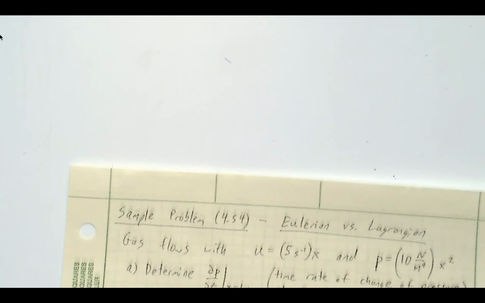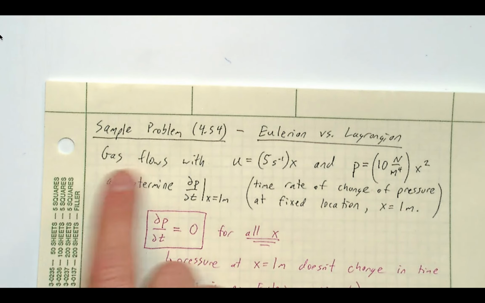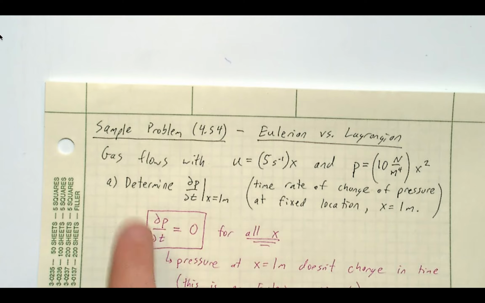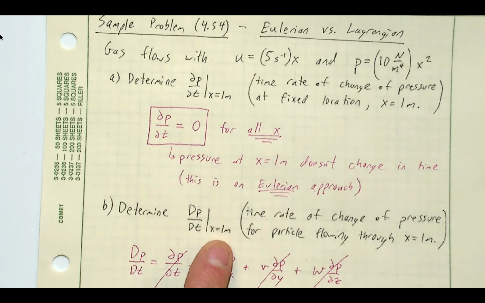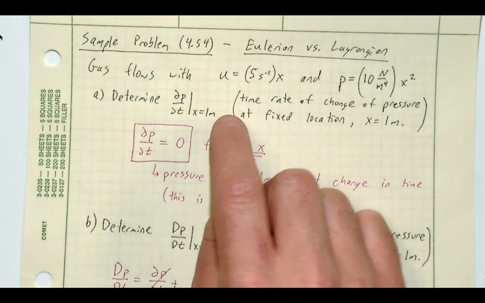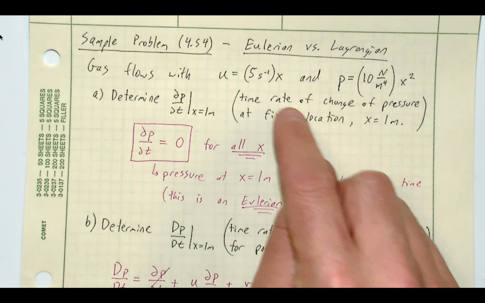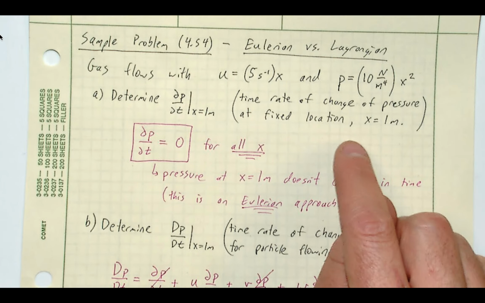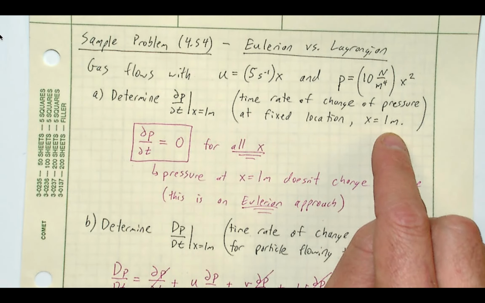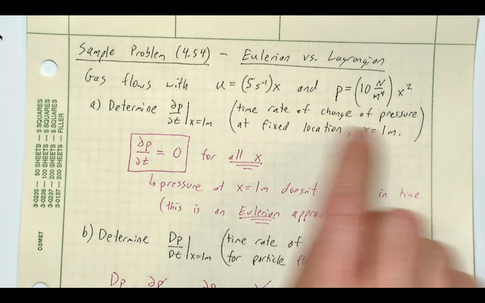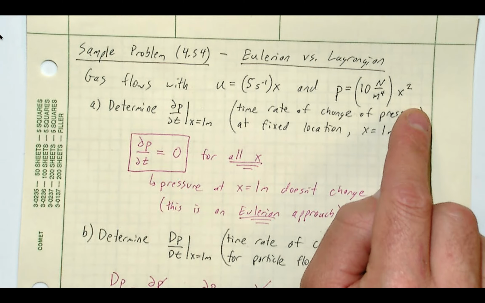Okay, so my restatement is just gas flows with this and this, and then we need to determine this, and then we need to determine this. All right, well, what do these mean? This is saying, what is the time rate of change of pressure at a fixed location at x equals 1 meter, right? Well, if we look at pressure, it doesn't change with time.